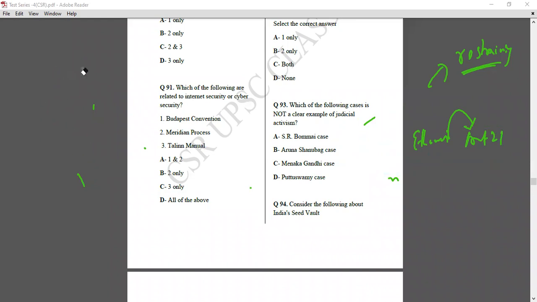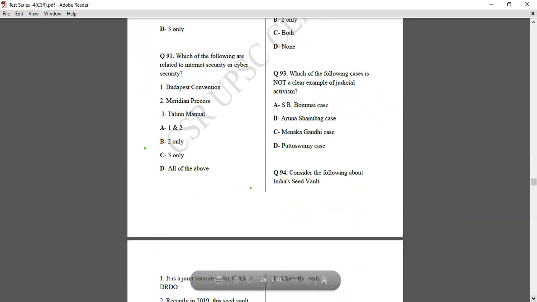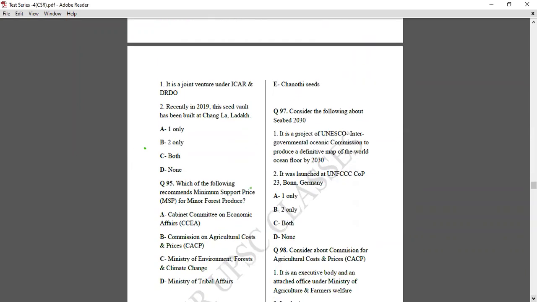So judicial activism, because a lot of cases are coming nowadays, judicial activism is in news every day. Plus these are the cases which are used in our day-to-day preparation. Consider the following about India's seed vault. India's seed vault is also in news. We are talking about India's seed vault, okay, not that Svalbard seed vault in Norway. It is a joint venture of ICAR, Indian Council of Agriculture Research, and DRDO. Yes, it is correct.